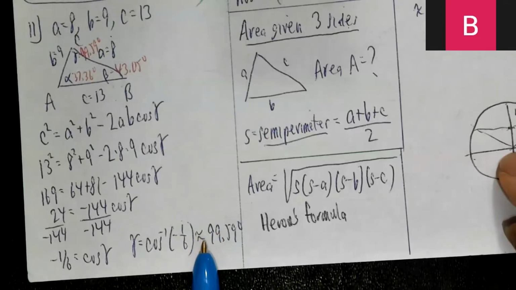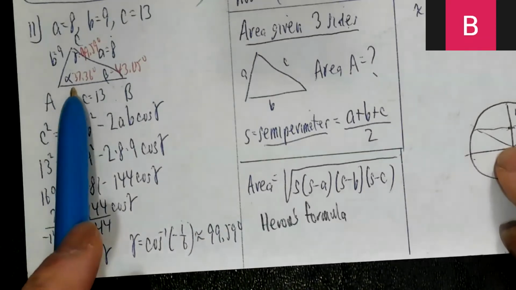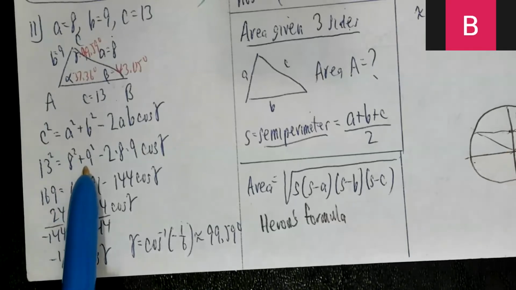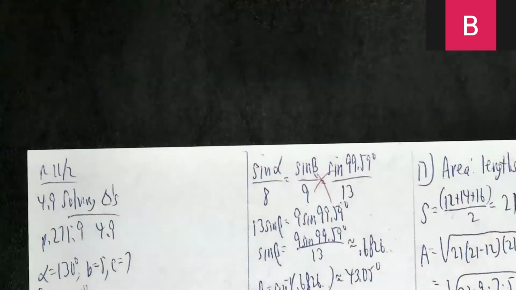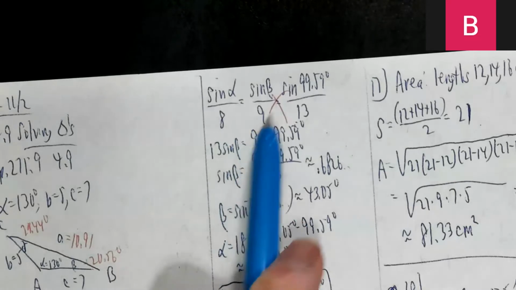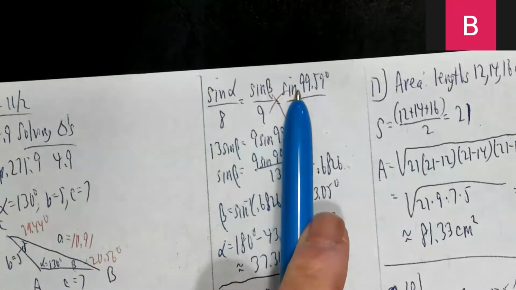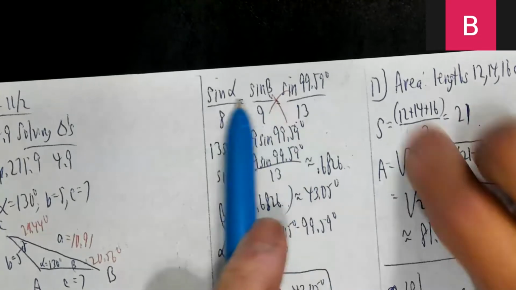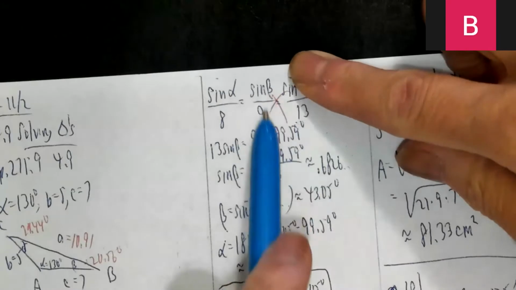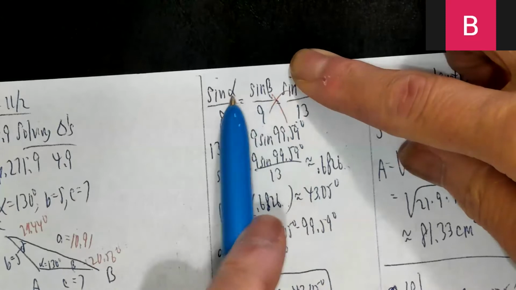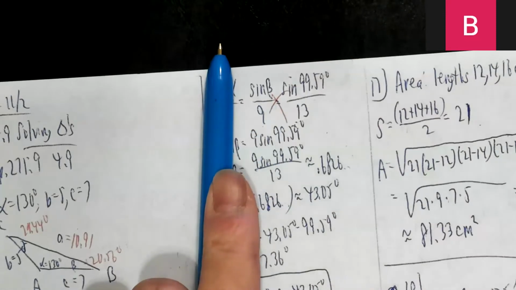Now that I have that, I switch over to law of sines. I could go back and do law of cosines, but it's much longer and harder. Law of sines is much easier. Now I can go sine alpha over 8, sine beta over 9, sine gamma, which I now know to be 99.59, over 13. Cross multiplying wouldn't help if you still have 2 letters, alpha and beta, so I'll cross multiply right here.